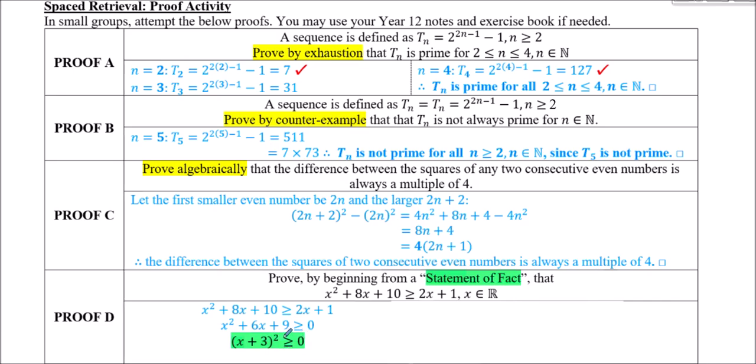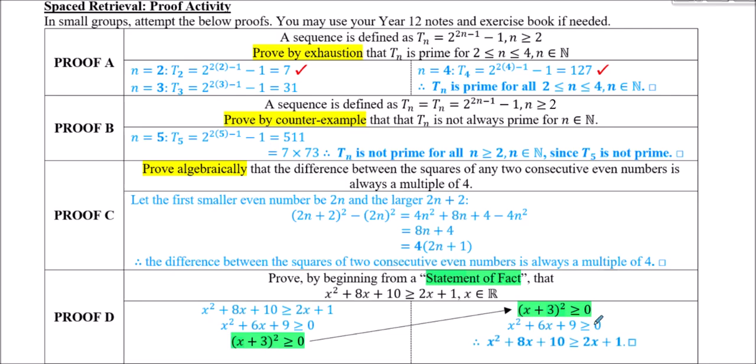So starting from this point, we now proceed. So start with this statement of fact. Expand out to get to this line. X squared plus 6x plus 9 obviously therefore follows from this statement of fact. That's got to be equal to or greater than 0 too. Finally, add 2x plus 1 to both sides, and we've got what we wanted to prove. Therefore, x squared plus 8x plus 10 is larger than or equal to 2x plus 1.